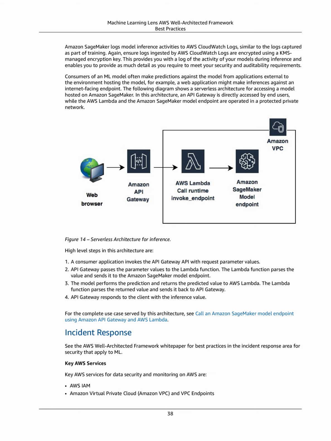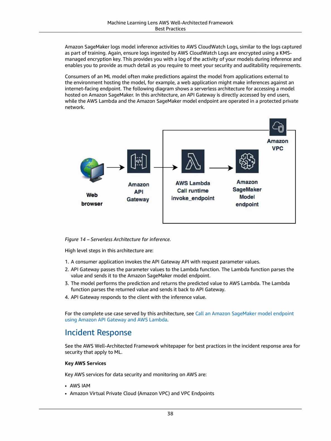High-level steps in this architecture are: 1. A consumer application invokes the API Gateway API with request parameter values. 2. API Gateway passes the parameter values to the Lambda function. The Lambda function parses the value and sends it to the Amazon SageMaker model endpoint. 3. The model performs the prediction and returns the predicted value to AWS Lambda. The Lambda function parses the returned value and sends it back to API Gateway. API Gateway responds to the client with the inference value.